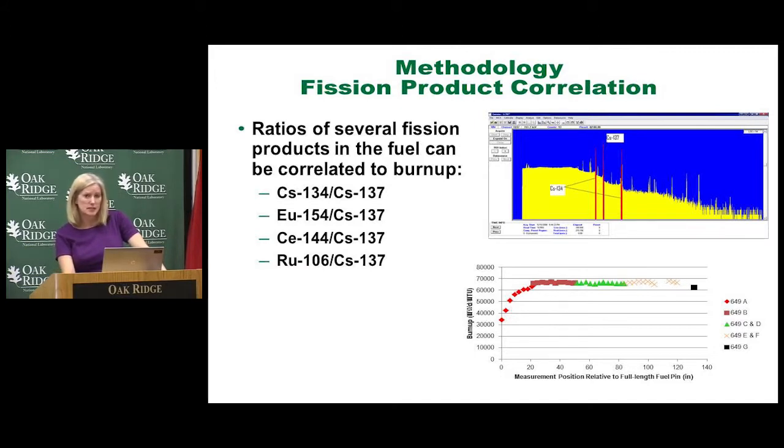What's really interesting is that cesium-134 is not created directly from fission. Cesium-133 is created directly from fission, and then the cesium-133 has to absorb what's called an epithermal neutron, which is a little bit higher energy than the neutron that causes fission. The epithermal neutron is absorbed by the 133, and it creates cesium-134. So that tells us a little bit about the flux within the fuel.